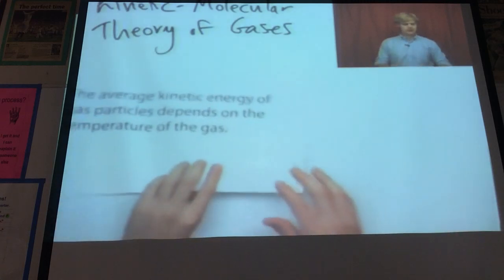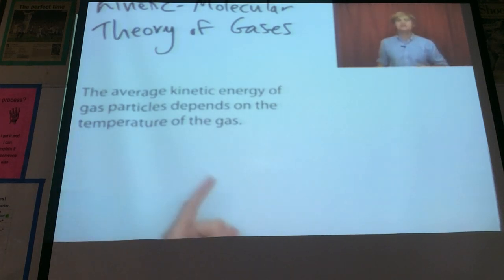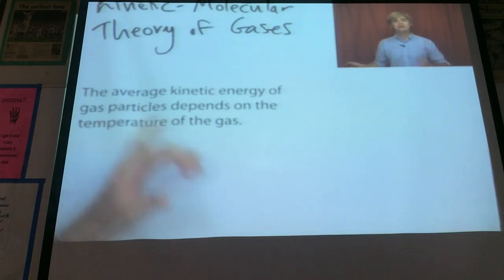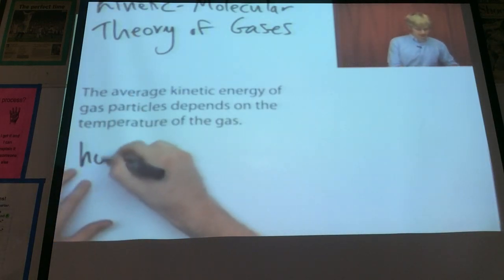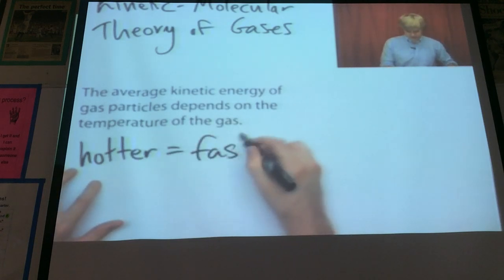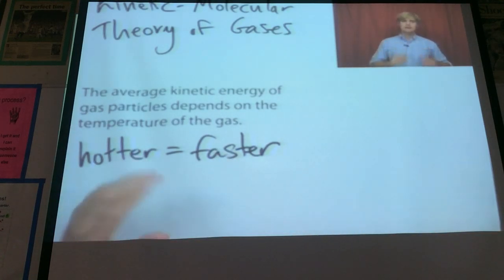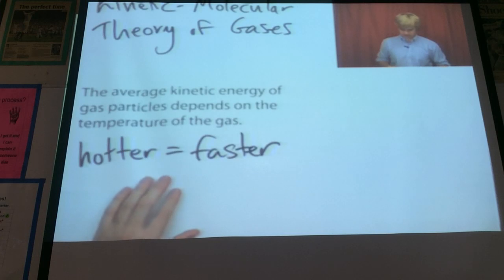Lastly, here's what I think is probably the most important thing to keep in mind when we're talking about the kinetic theory of gas. And that's that the average kinetic energy of gas particles depends on the temperature of the gas. The hotter it is, the faster they move. So remember, hotter for gas movement equals faster. This is tremendously important. The hotter it is, the faster these gas particles move.